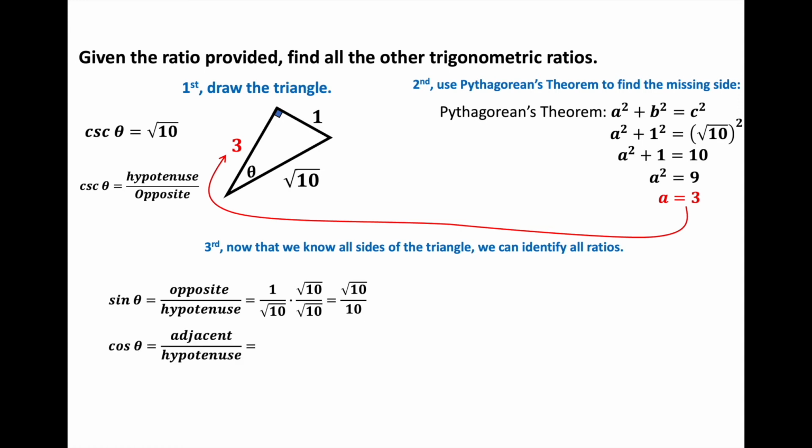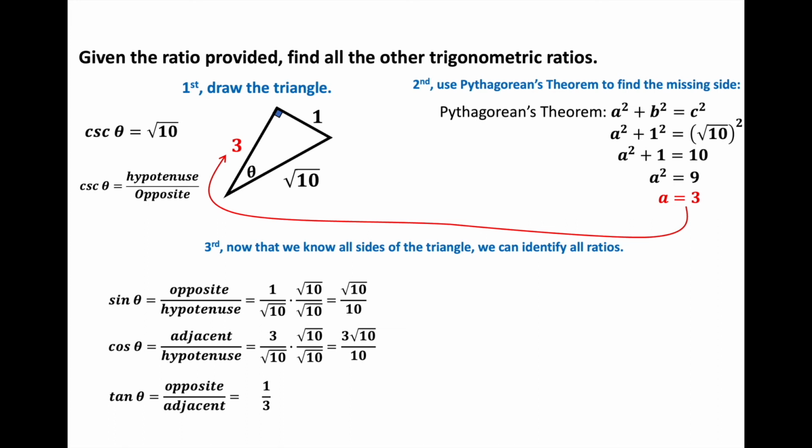Cosine is going to be the adjacent side, the one right next to it, divided by the hypotenuse. So 3 divided by square root of 10. We've gone through this before: we can't have the square root of 10 on the bottom, so we multiply top and bottom by square root of 10. This gives me 3 square root of 10 on top and 10 on the bottom. For our tangent, this one is not so bad. The opposite side is 1 divided by the adjacent side, so 1 over 3, which is 1/3. That one's a piece of cake.